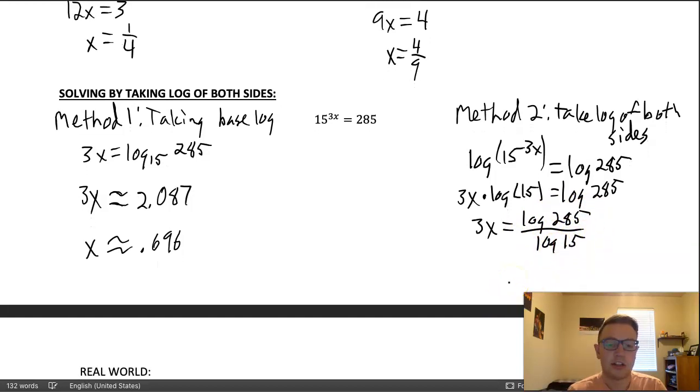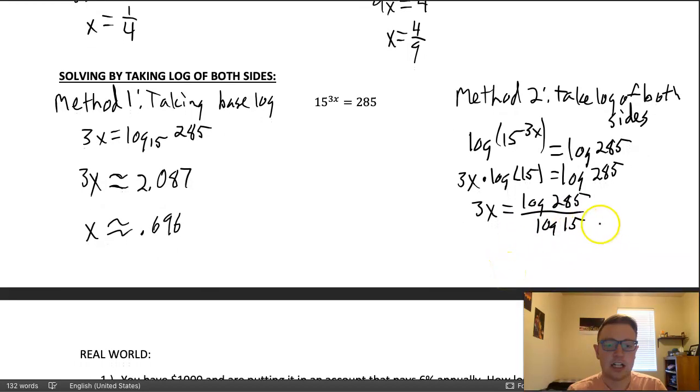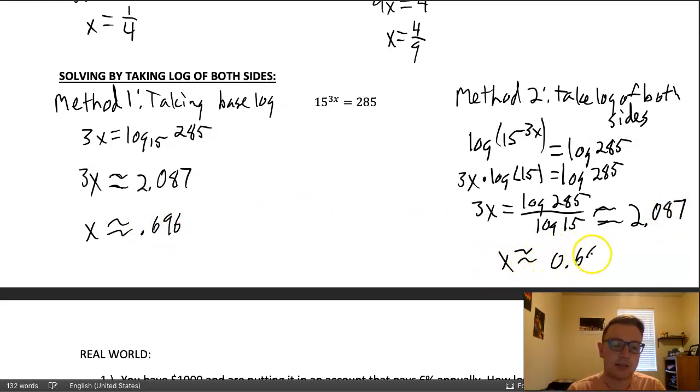And at this point, we just throw it into your calculator. However, the keen eye among you might have also observed that this is the same thing as our change of base formula for log base 15 of 285. Either way, put this into your calculator. You're going to get that this value is approximately equal to 2.087. Same value as last time, so we know x is going to be approximately equal to 0.696. You can use either of these methods to solve for these equations.